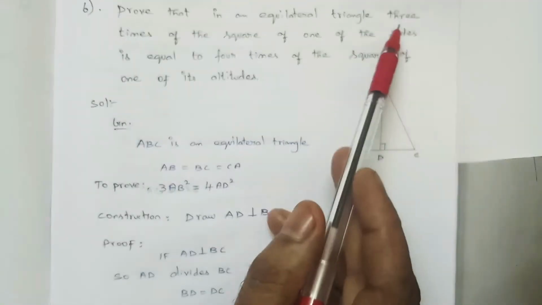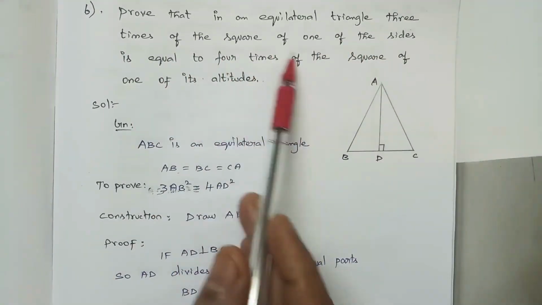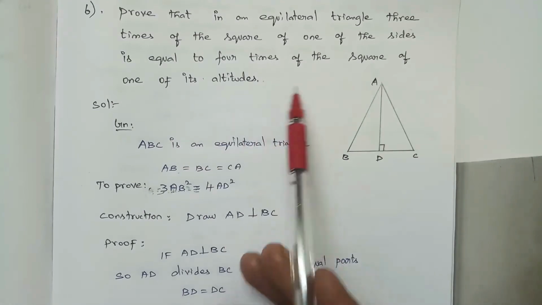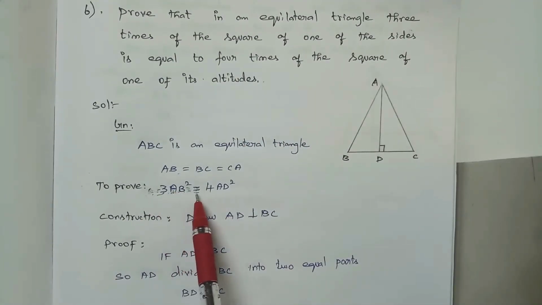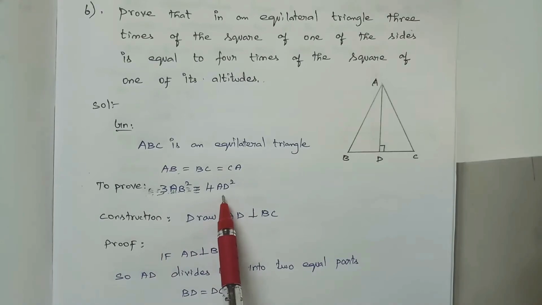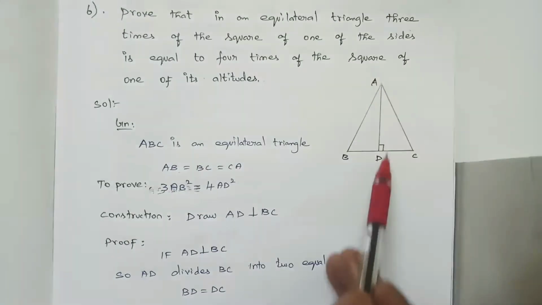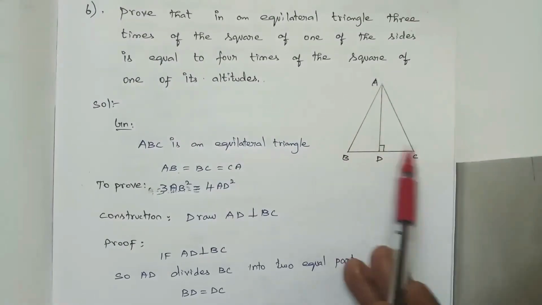They said that 3 times the square of one of its sides is equal to 4 times the square of one of its altitudes. That is, 3AB square is equal to 4AD square. We want to prove that. Construction: I'm drawing AD perpendicular to BC, right?